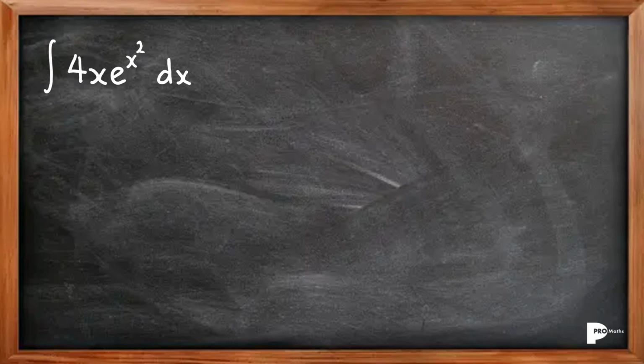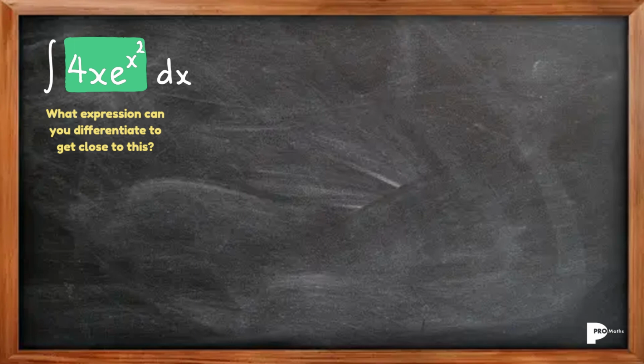Integrate 4x e to the power of x squared with respect to x. First, recognize that 4x is some form of the derivative of x squared. So then you look at this part and ask yourself, what can I differentiate to get something close to 4x e to the x squared?